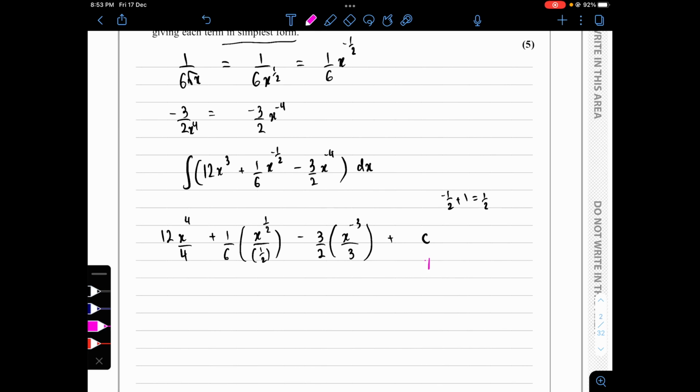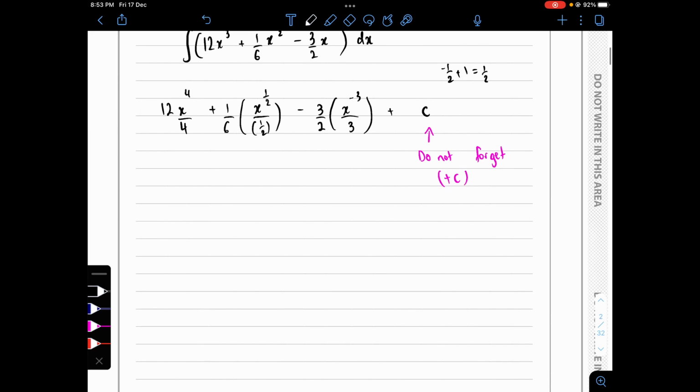Now this is very important. Do not forget to add the plus c because we don't have any limits. Add plus c. Alright, so now we can just simplify.